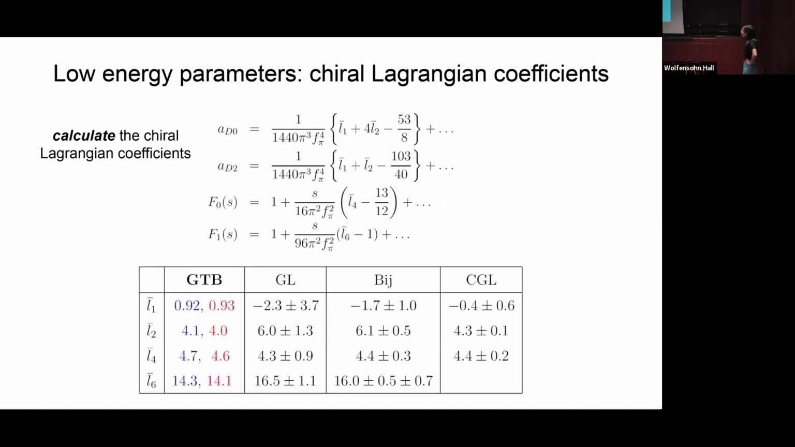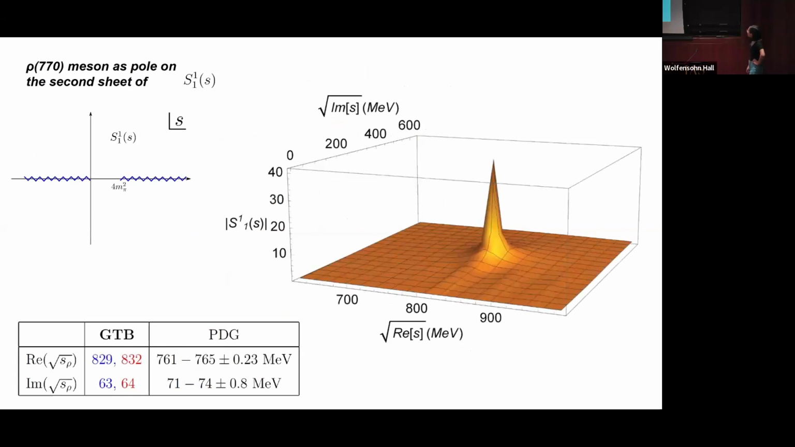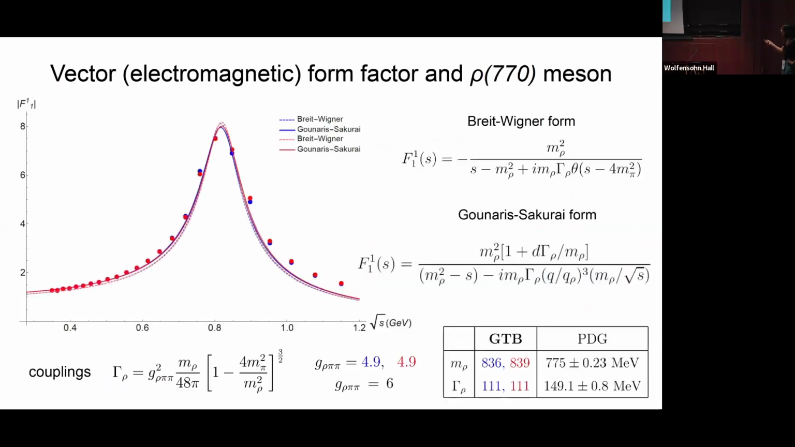It's interesting to see that with this set of threshold parameters, we can now actually calculate the chiral Lagrangian coefficients. And here I'm showing the comparison with the phenomenological determination, which I think is also reasonably good given the small amount of information we put in. In the P1 wave, the rho 770 meson appears as a second sheet pole in the partial wave. And from the bootstrap numerical result, we can actually plot this pole and extract its location to compare with PDG.